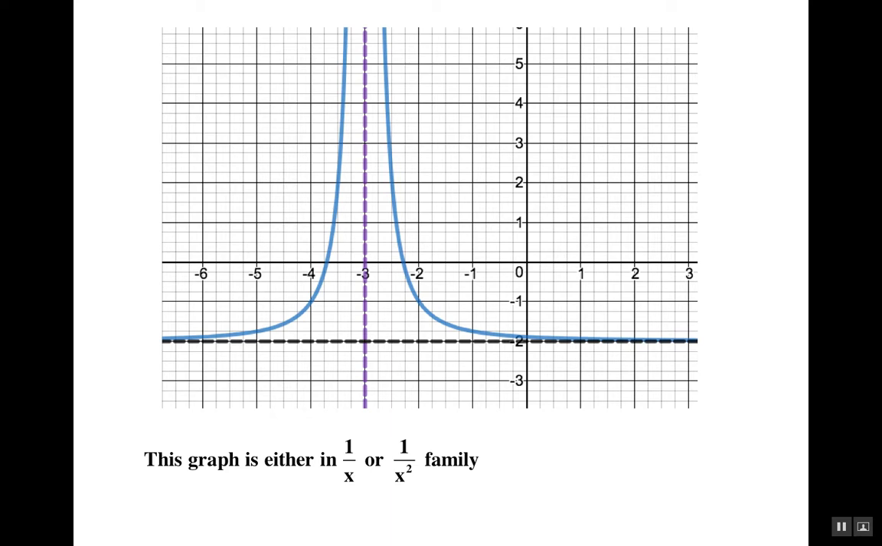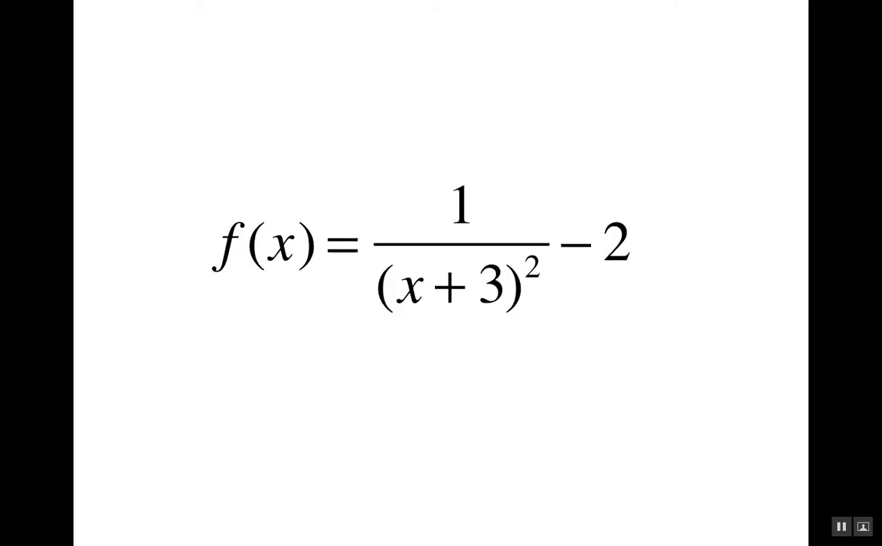This rational function is in the 1 over x squared family. It's displaced 3 units to the left and 2 units down. 3 units to the left, add 3. 2 units down, subtract 2.